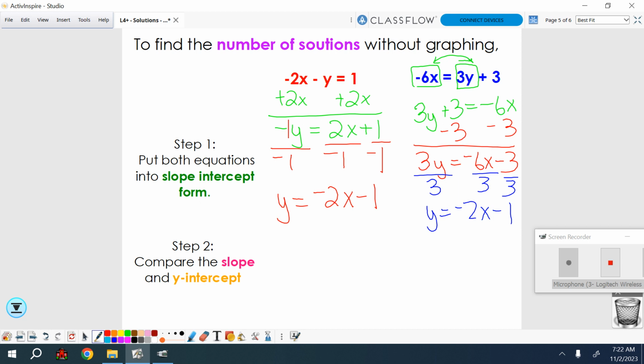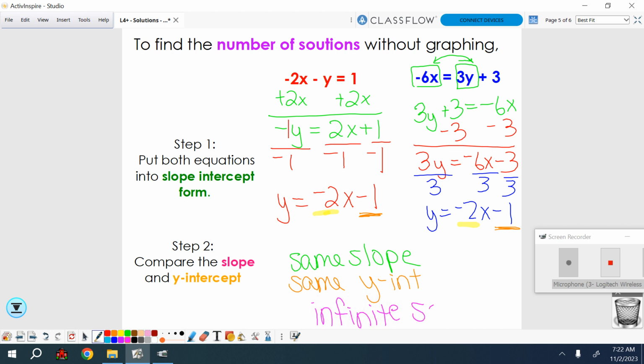So again, let's double check slopes and intercepts. If I look, I see I have the same slope. Check my y-intercepts. I see that I have the same negative 1 for my y-intercept. So if they have the same slope and the same y-intercept, that actually means they're the exact same line, which means they are going to have infinite solutions. Okay, and that's how you can tell how many solutions you have.